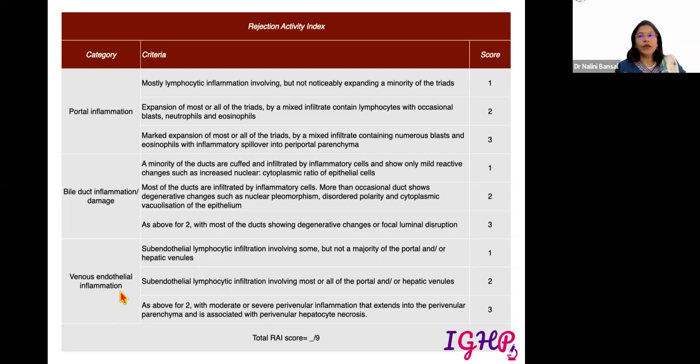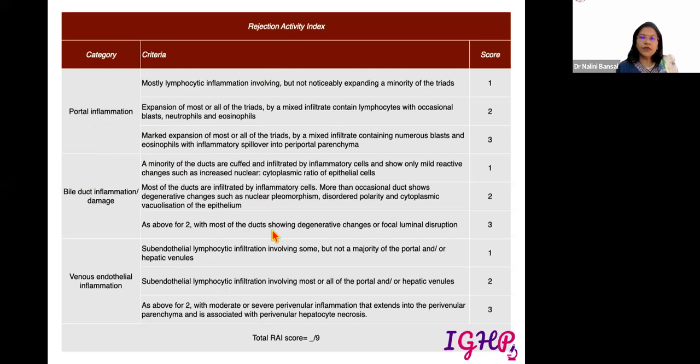So now for each of these, there is a scoring system that has been proposed in the Banff meeting. And I could understand why they are doing this meeting in Banff, because that is one of the most beautiful national parks, a mountain national park. Every 5 years they conduct a meeting, and there they give new changes to what is already proposed for liver transplant pathology. So there are, as we said, 3 things: portal inflammation, bile duct damage and venous endothelial inflammation.